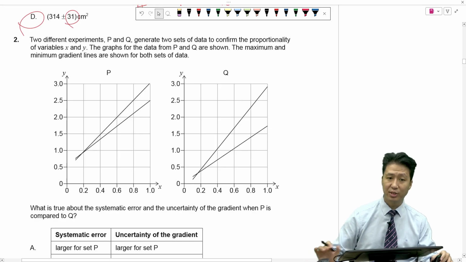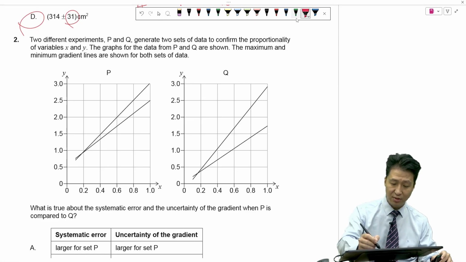For question 2, it says that two different experiments, P and Q, generate two sets of data to confirm the proportionality of variables x and y. The graphs for the data from P and Q are shown. The maximum and minimum gradient lines are shown for both sets of data. What is true about the systematic error and the uncertainty of the gradient when P is compared to Q?